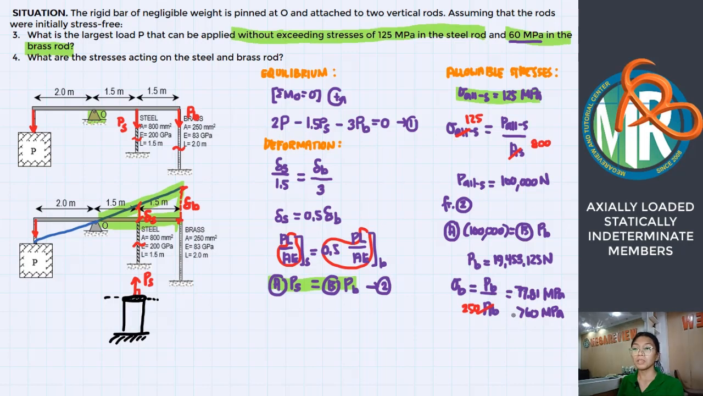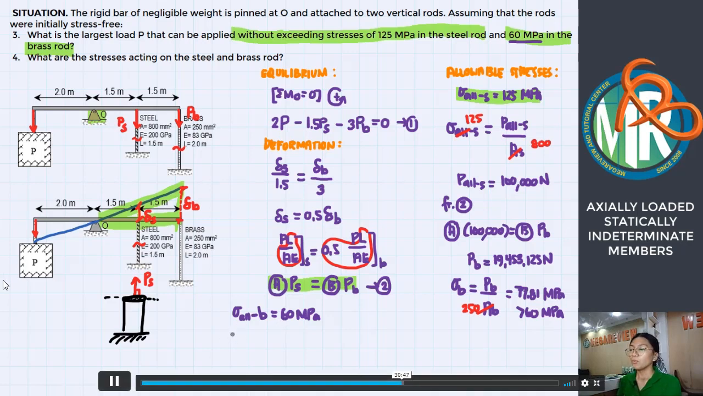So, don't use this because one element failed. The value you get should not exceed the allowable value. So, if it failed here, let us try naman, using the allowable stress of the brass rod, which is 60 megapascal. If you do this, it only means we let the brass rod fail first. Siya yung mauunang ma-achieve yung kanyang allowable stress.